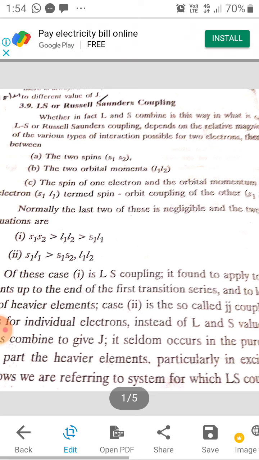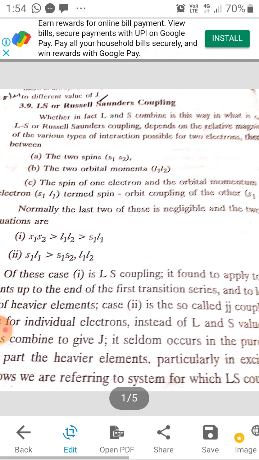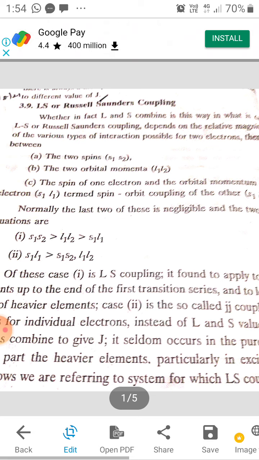This is Dr. Sheila Tikku speaking for class 3rd year. The topic is magnetic properties of transition metal complexes.